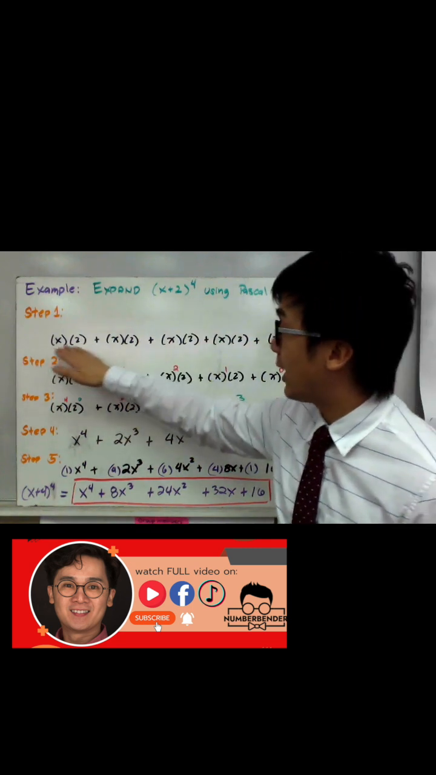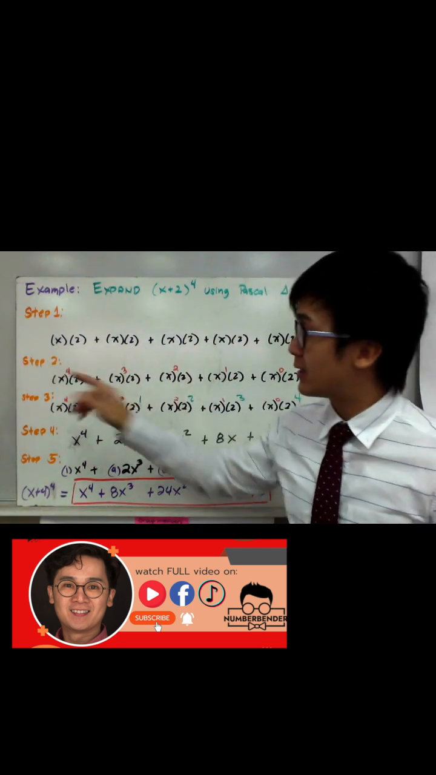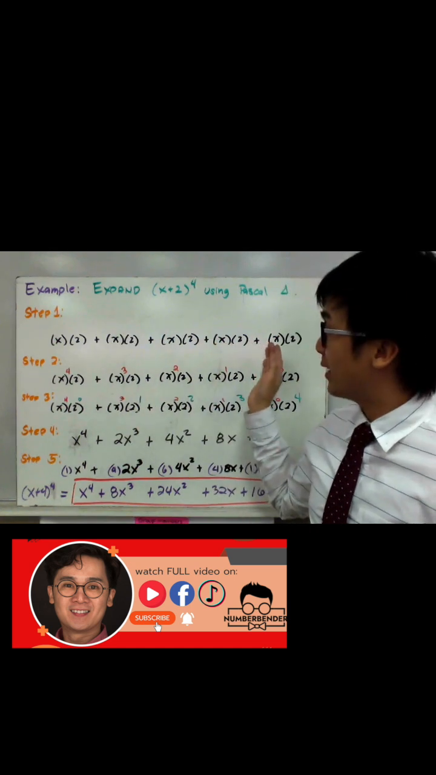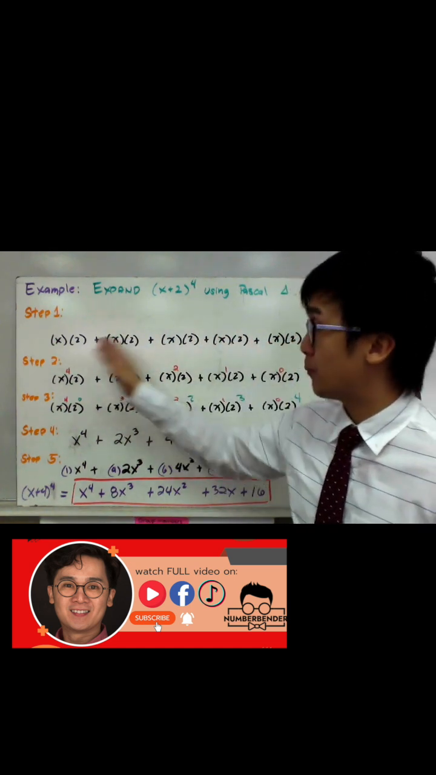Now, after you've laid out your sets, the next step is to put the exponent in its appropriate coefficient, or in its appropriate factor.